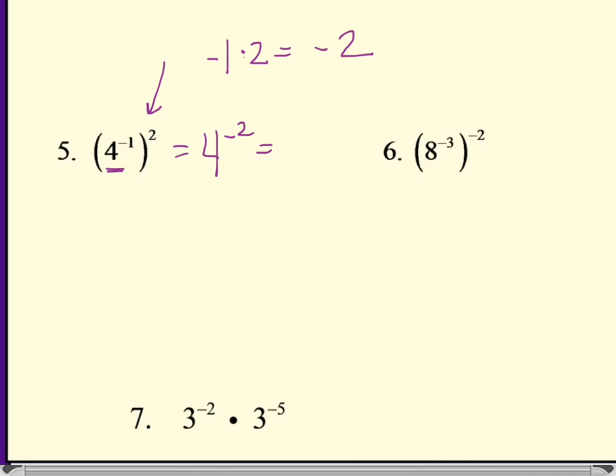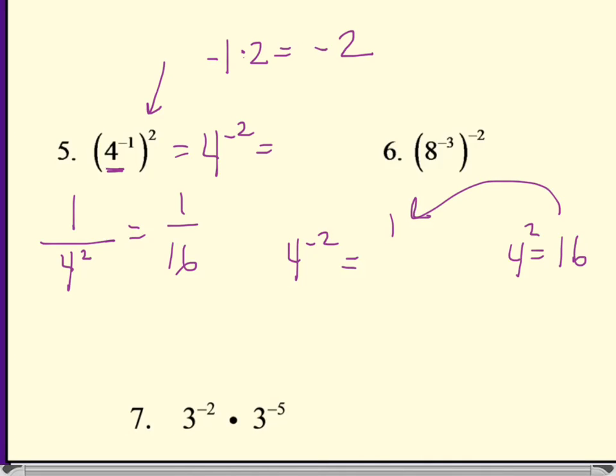Okay, now remember there's two ways of thinking about this. You can write this as a unit fraction with a positive exponent in the denominator. So it gets 1 over 16. Or you can think of 4 to the negative 2 as being the reciprocal of 4 squared. 4 squared is 16, so the reciprocal of that is 1 over 16. Okay?